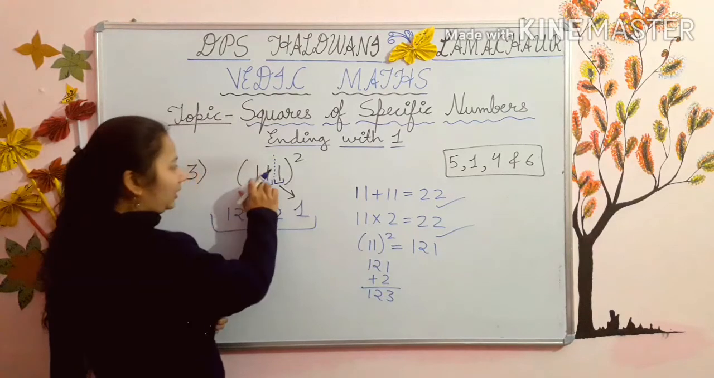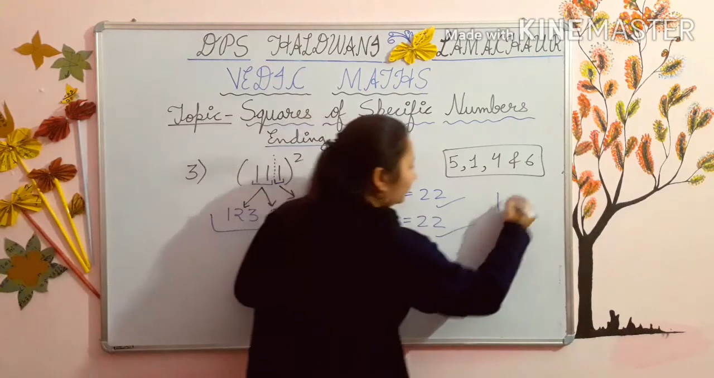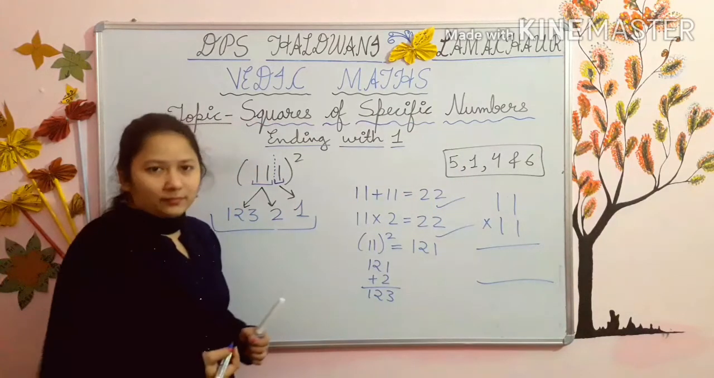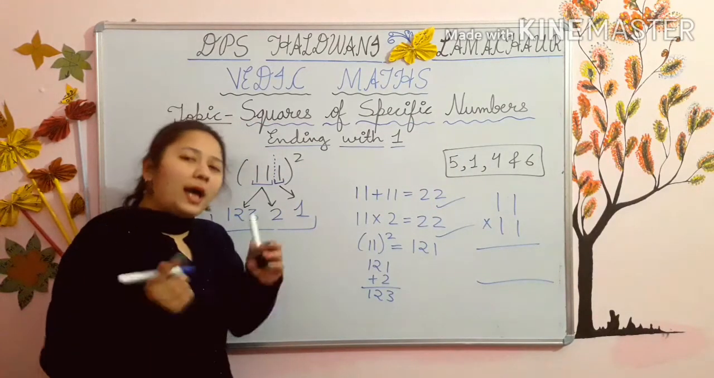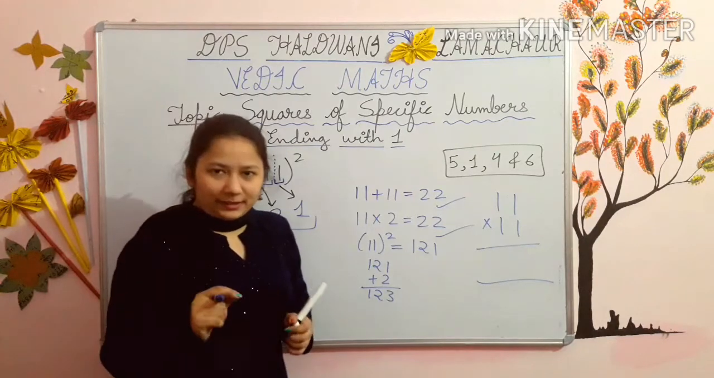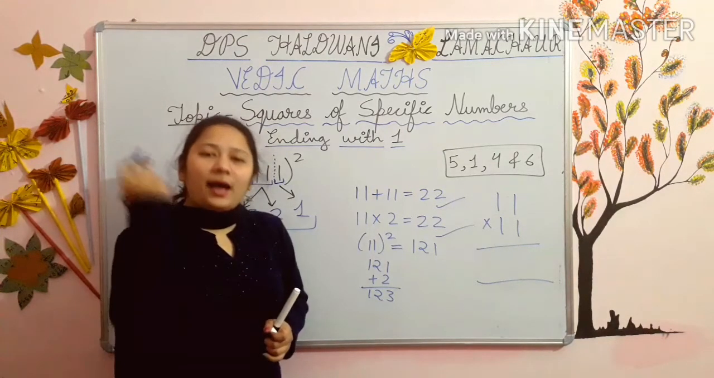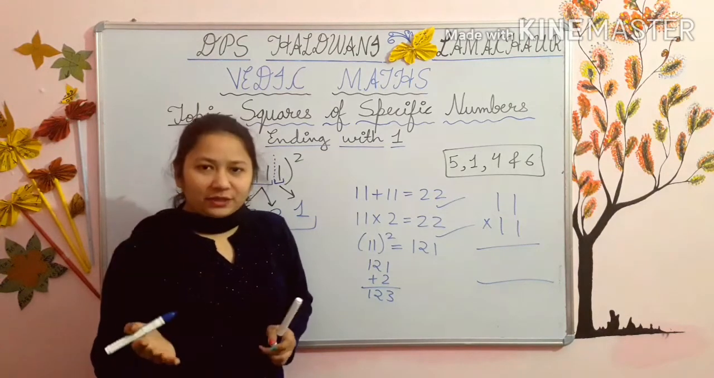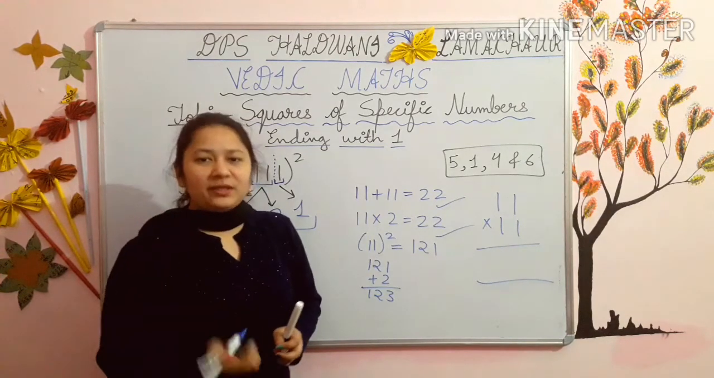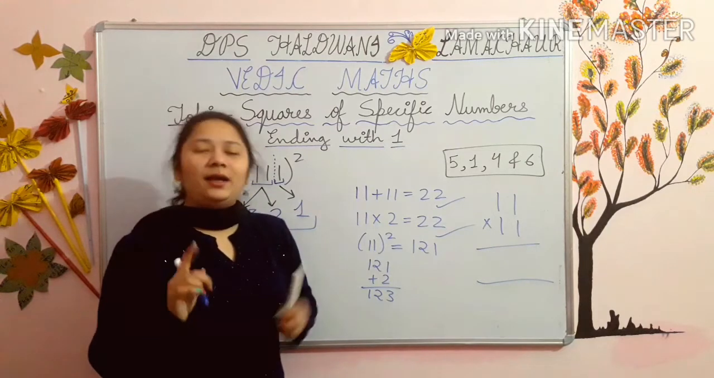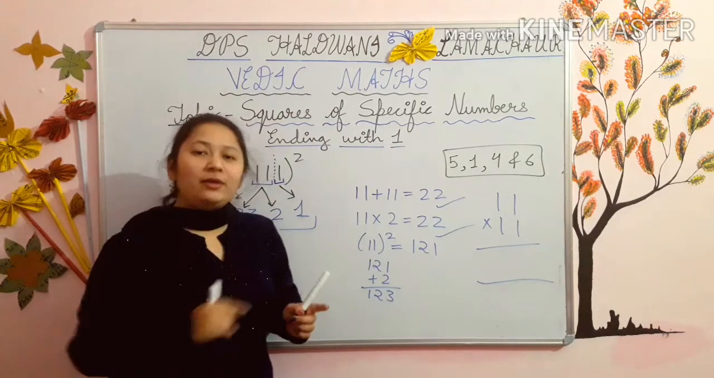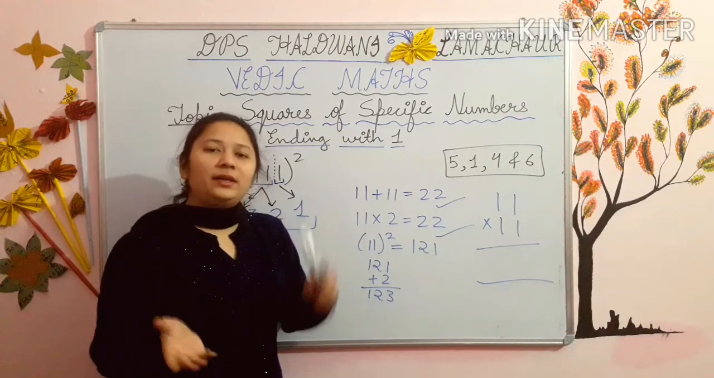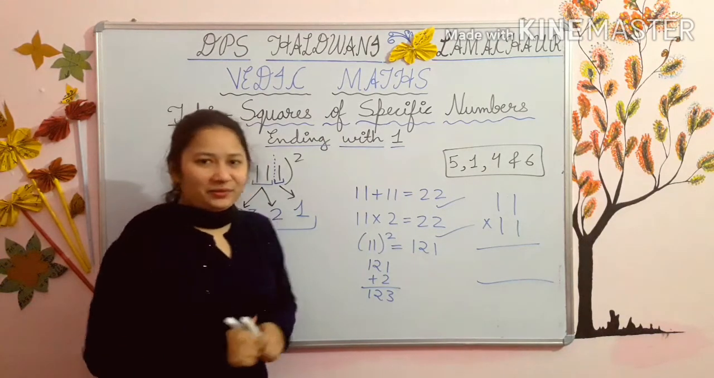See, 11 square means 11 into 11. So you can use the IXI multiplication. In my channel, I have uploaded the IXI multiplication for 2-digit, 3-digit, 4, 5-digit. You can go through those videos and you can learn the IXI method again, which you have learnt in your 6th class. So if you have forgotten, you can remind it again with my videos.